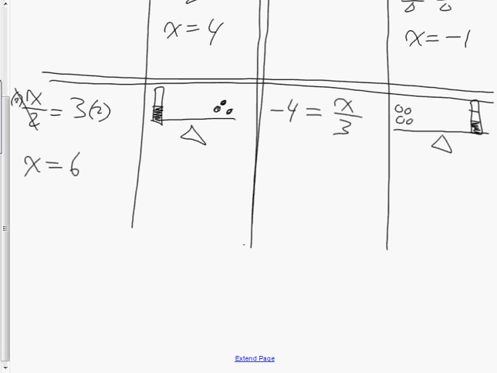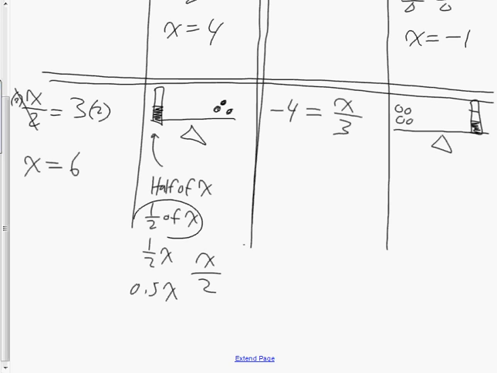Now this is best illustrated when we actually do the modeling, because right here, what I have is half of an x, half of x, or half times x, or as a decimal, 0.5 times x. Or finally, just taking x and dividing it by 2. So these are all the exact same thing, including this. Everything I've just circled there, all 6 items mean the exact same thing. Whatever the value of x is, half of x can be interpreted those 6 different ways.